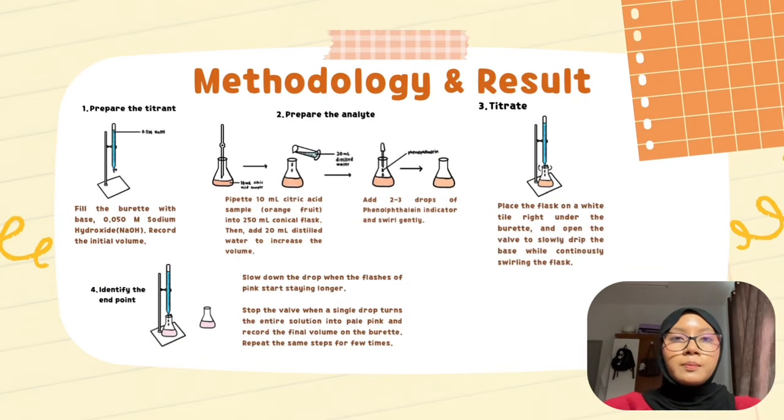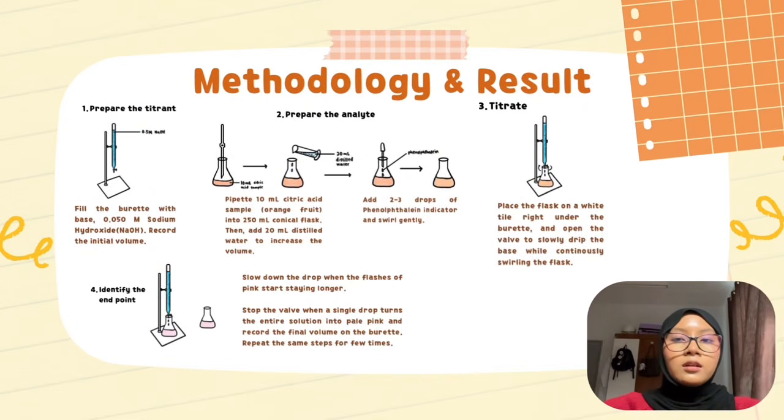The flask was placed beneath the burette and NaOH was added slowly while continuously swirling the flask to ensure proper mixing between the acid and the base. As the endpoint approached, the pink color produced by the indicator lasted longer, and the titration was stopped when a faint pale pink color remained in the solution for about 30 seconds.